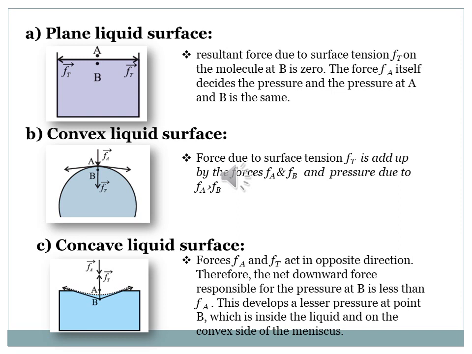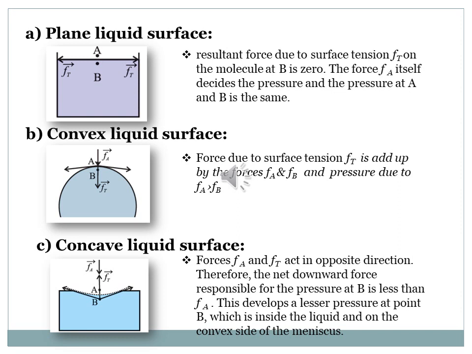And you can easily say that the pressure at point A should be greater as compared to the pressure at point B. So due to this, you can say the pressure due to Fa is greater than the pressure due to Fb. That gives you a convex liquid surface. Alright, or a convex liquid surface gives you this condition.